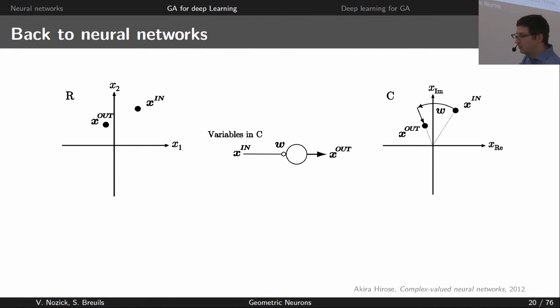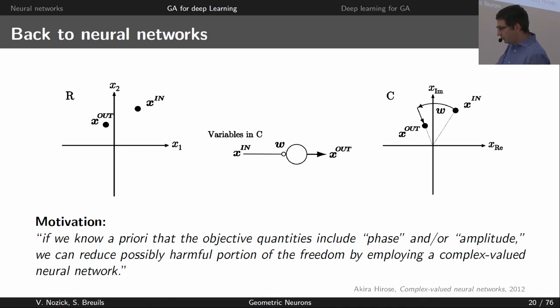Okay, so now we just said right before that if you multiply 2 complex numbers, you do a rotation and a scale. And this is exactly what we get here, a rotation and a scale. So now the solution is unique. So it gives something clearly different. Well, if I just quote the author, because the question is is it good or is it bad? If we know a priori that the objective quantities include phase or amplitude, then it's good. Well, basically this is what it is.